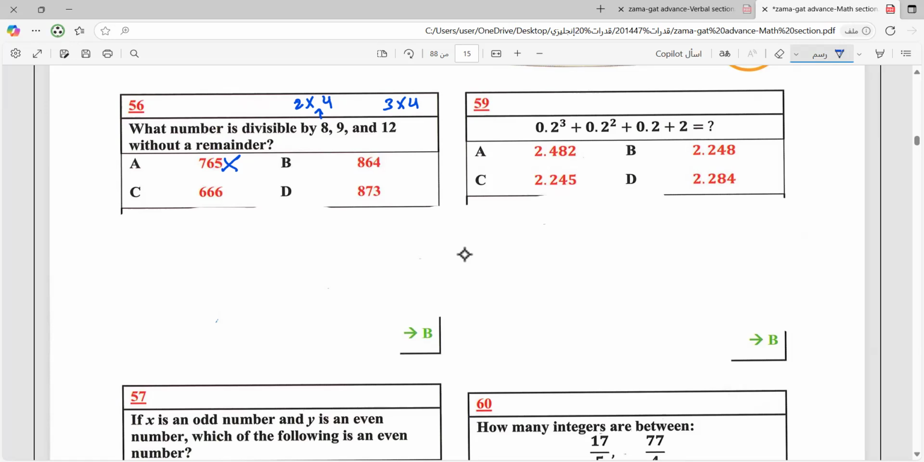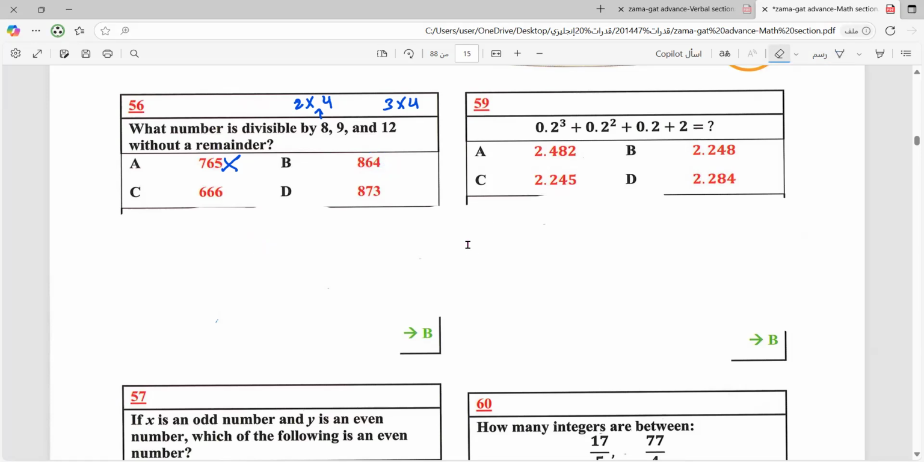For 8, what is the rule? If the hundreds digit is even, then the number formed by the last 2 digits must be divisible by 8.